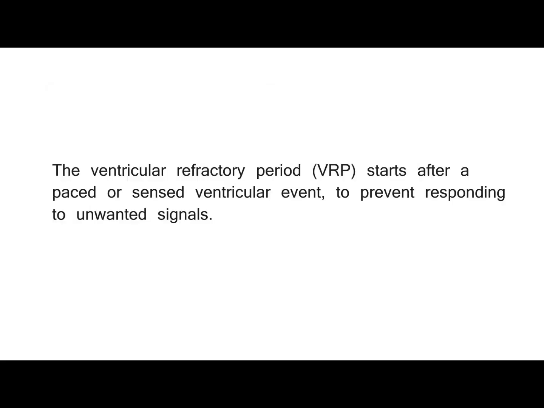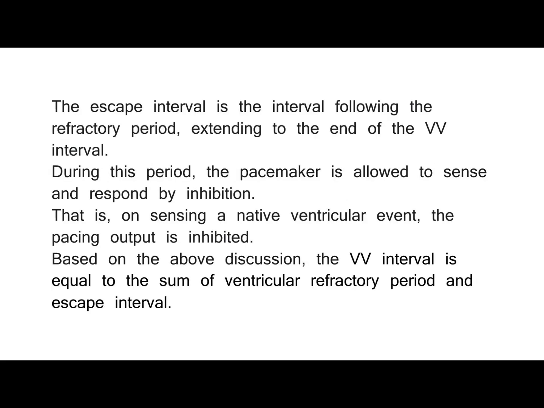The ventricular refractory period, VRP, starts after a paced or sensed ventricular event, to prevent responding to unwanted signals. The escape interval is the interval following the refractory period, extending to the end of the VV interval. During this period, the pacemaker is allowed to sense and respond by inhibition. That is, on sensing a native ventricular event, the pacing output is inhibited. Based on the above discussion, the VV interval is equal to the sum of ventricular refractory period and escape interval.